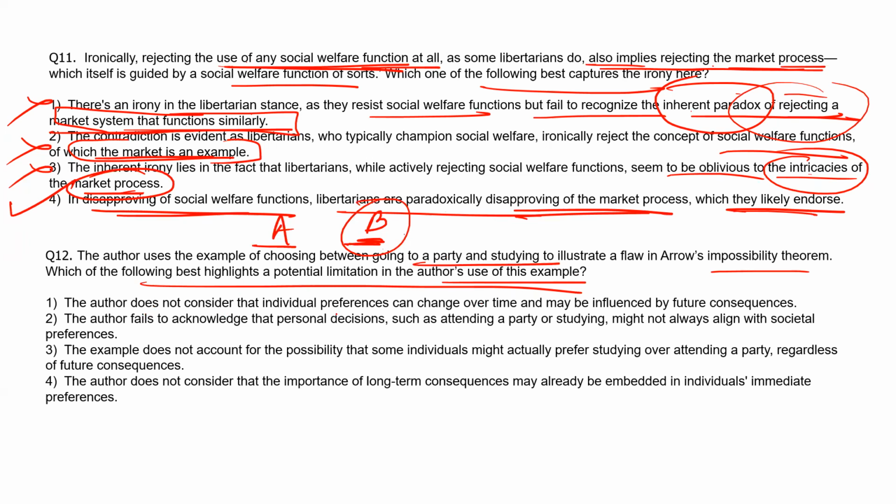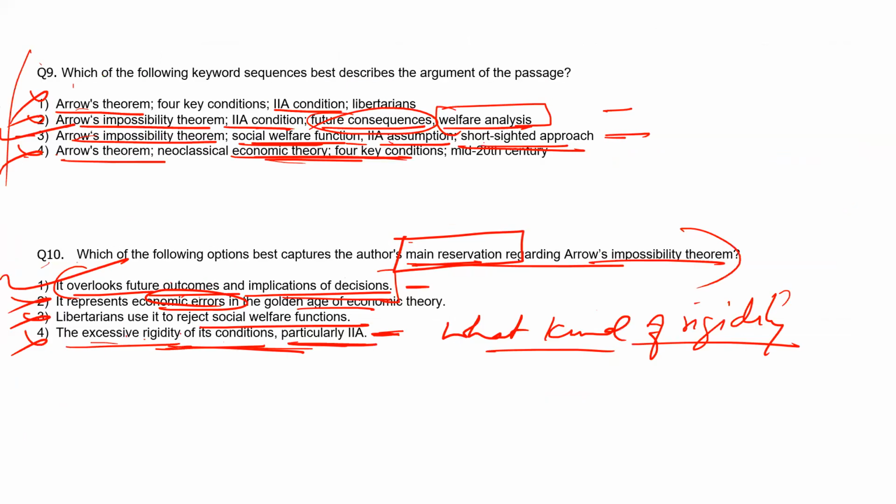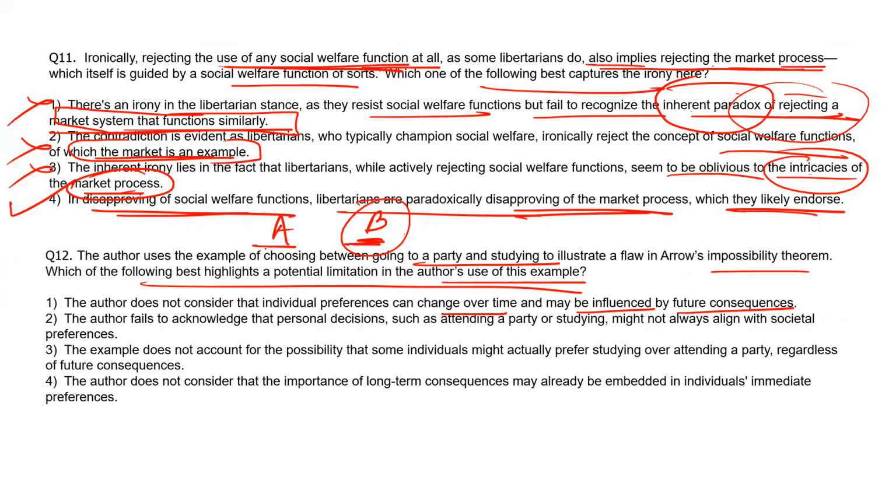The author does not consider that individual preferences can change over time and may be influenced by future consequences. See, यहाँ पे future की बात नहीं हुई है उसकी. Future in the sense that you have to take a decision right now, okay, between going out to a party tonight and staying home. So it's not as if this decision you can postpone it or look at this decision in future. ऐसा नहीं बोल रहा है. Okay. So author it does not. So this is not a flaw.